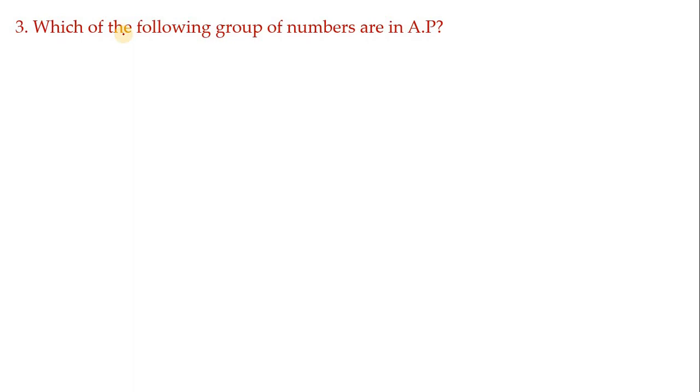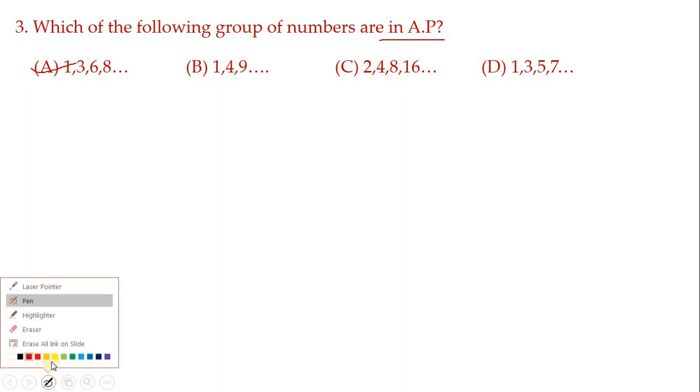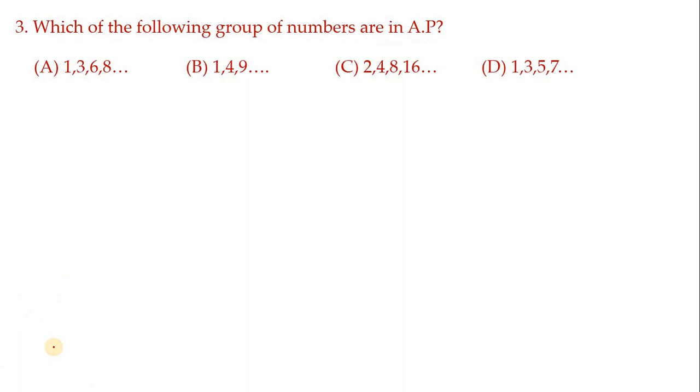Next problem. Which of the following group of numbers are in AP? Here you have few set of numbers. We have to identify whether these numbers are in AP or not. So this is the first group. Let us check this one. Children, no need to solve this kind of problem. If you use your basic knowledge, you can easily answer such problems. You know that in arithmetic progression, common difference is constant. So on the basis of that, we have to solve this problem.